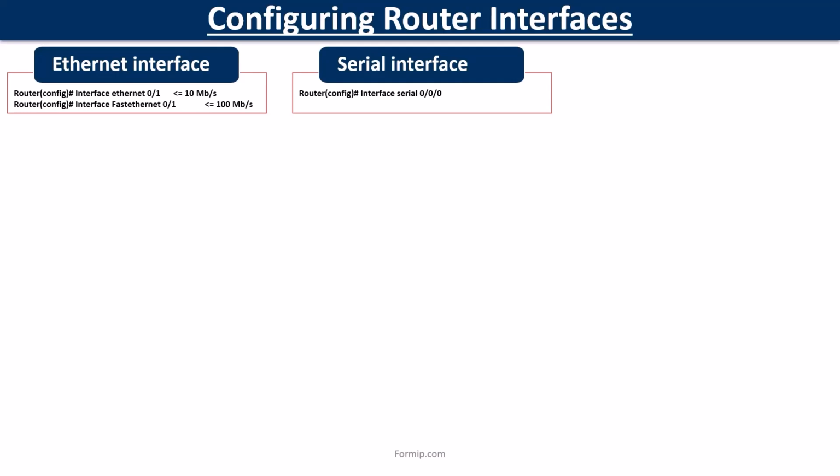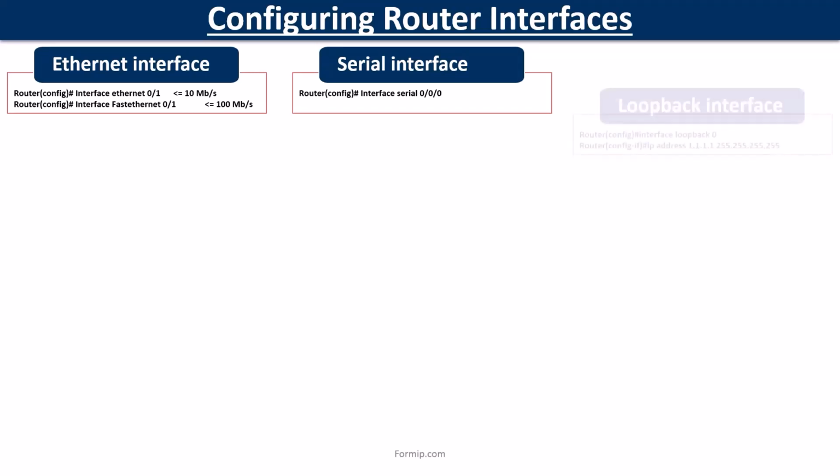A 10 mega Ethernet interface is configured with the interface ethernet command. In the example, we want to go into the configuration mode of the interface 0/1. If it's 100 mega, the command will be interface fastethernet. And the serial interfaces, which can support point-to-point links, are configured with the command interface serial, followed by the interface number. In the example, it is the serial interface 0/0/0.